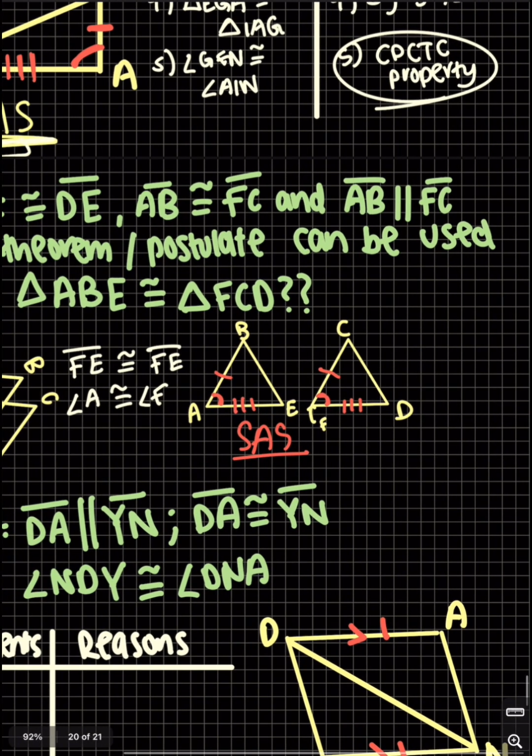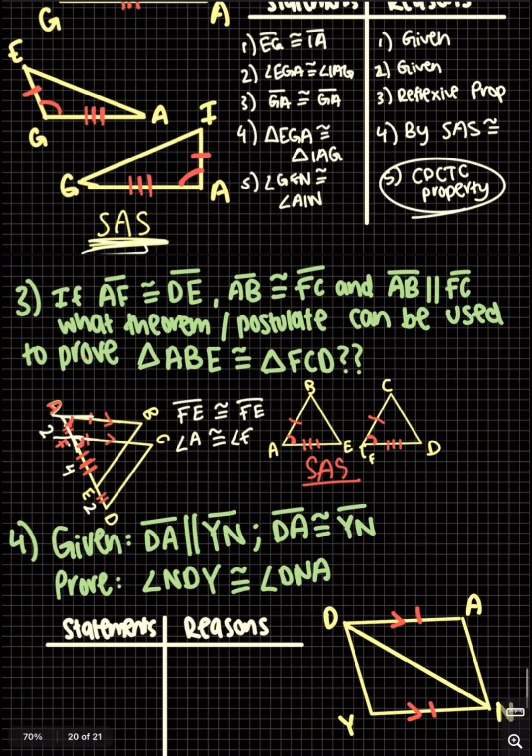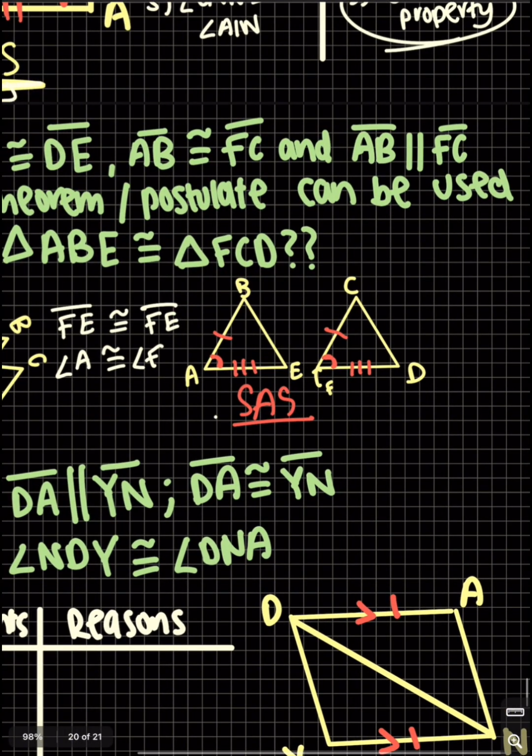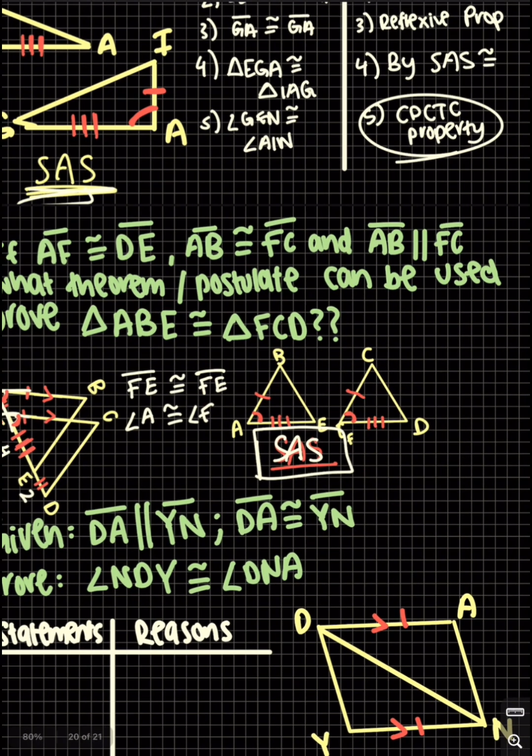Again, also SAS. Meaning that in the question, it says what theorem or postulate can be used to prove that triangle ABE is congruent to triangle FCD? It's SAS. That's our final answer. SAS congruency.